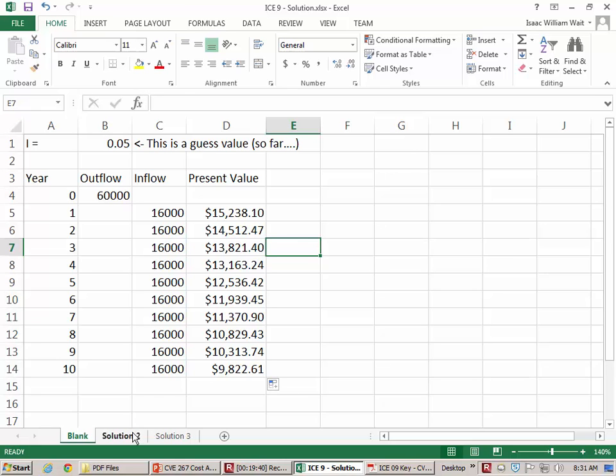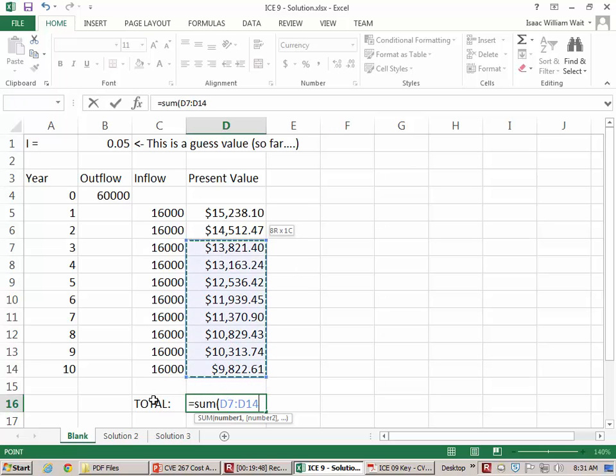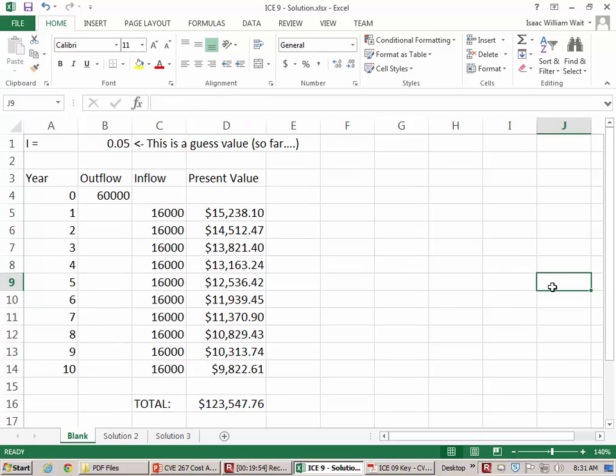And then I'm going to find the sum of all this. So what is the total? So equals sum of all this amount. If I had the correct interest rate, this would be equal to my original 60,000. So what I need to do is keep changing the interest rate until the total inflow is equal to the original $60,000 investment.